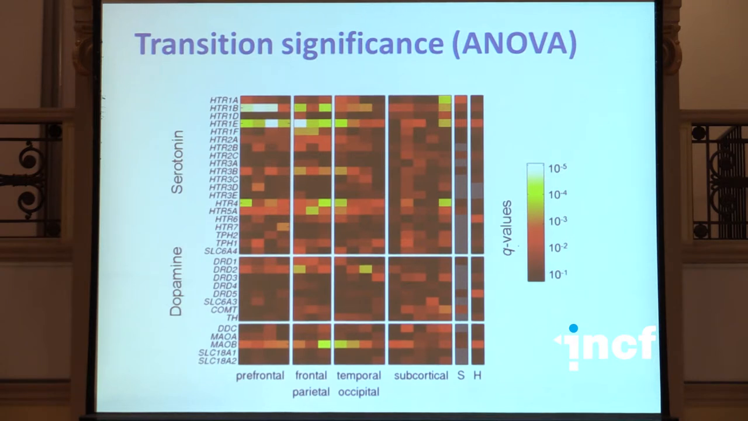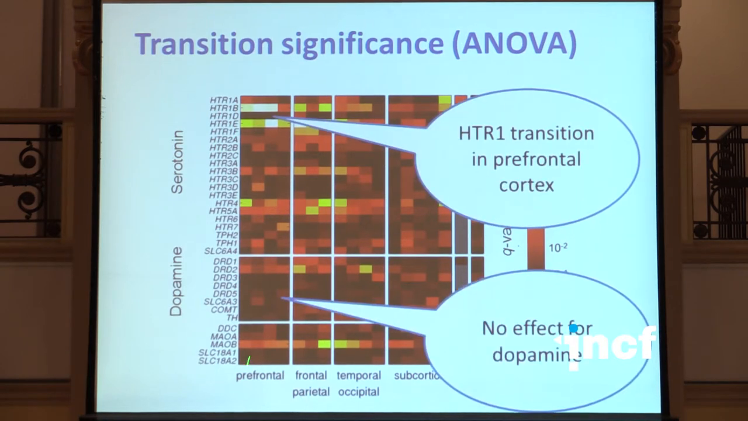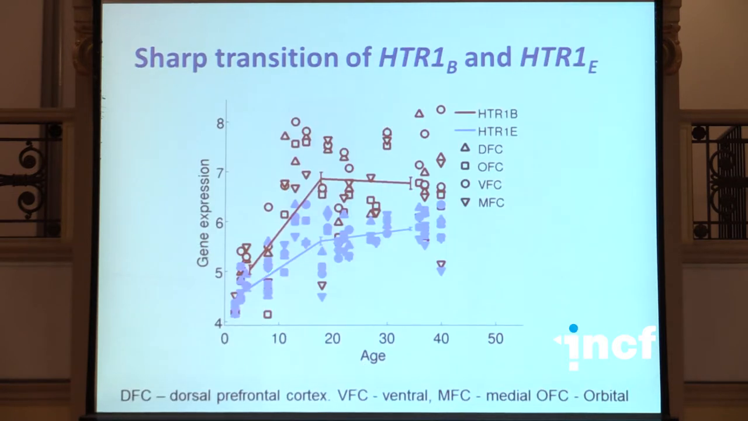So what do we find? First, we hardly see anything in the dopamine system, but we do find two genes that have a strong transition between childhood and adolescence in the serotonin system. Here's how the measurements actually look, and I don't think you can see, but there's a period here that we consider as adolescence. So you see this marked change.